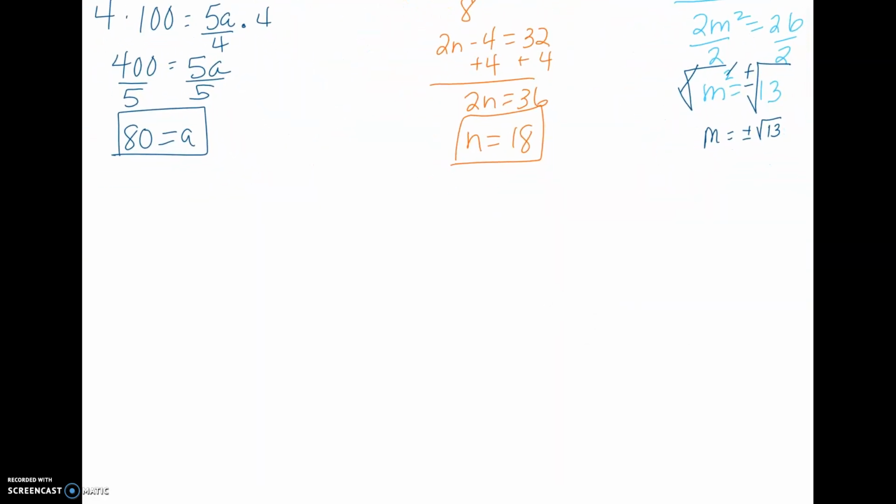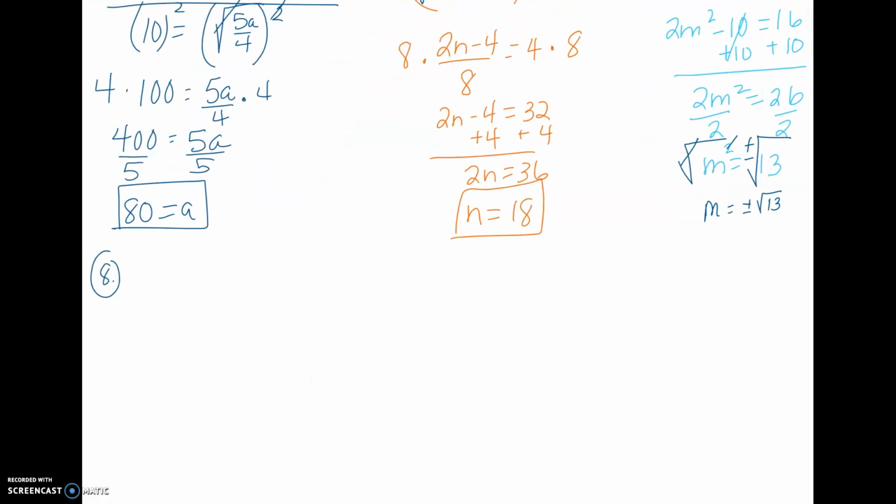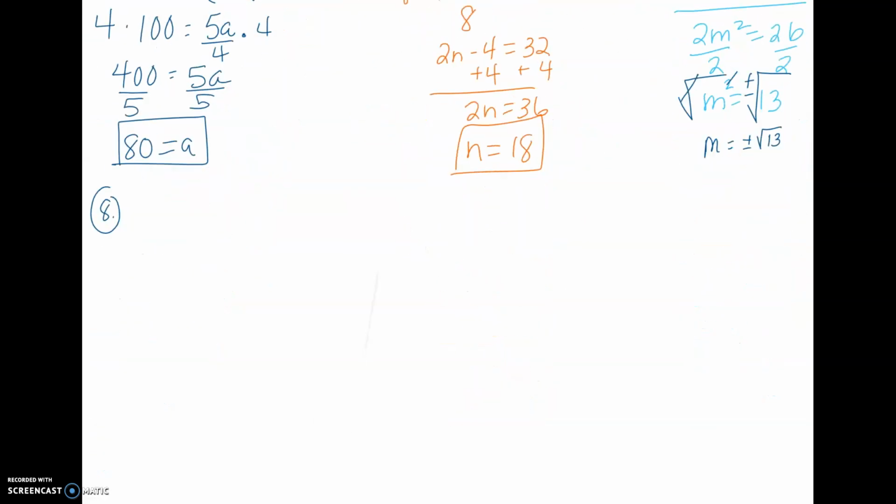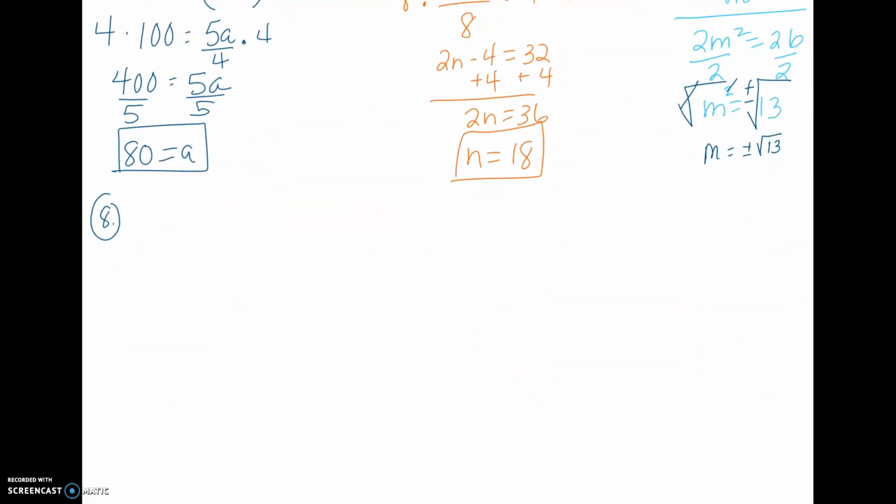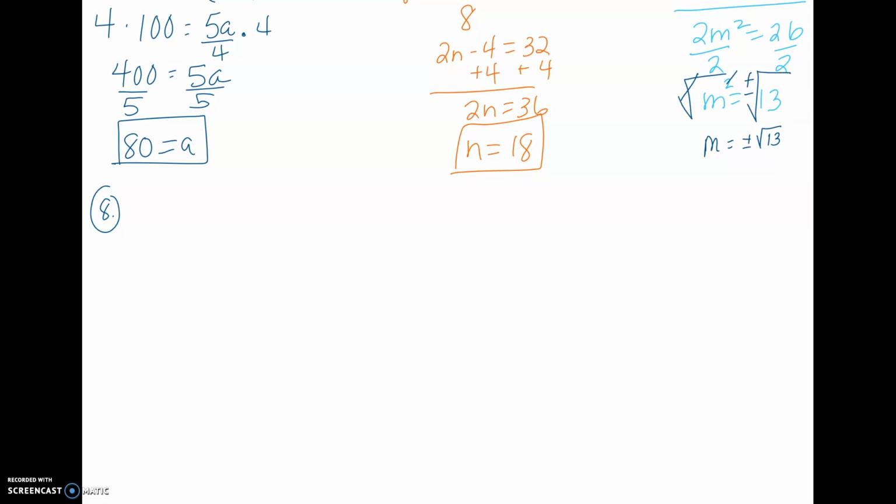Okay, we're going to do 3 more. Number 8. Number 8 is the square root of 5b squared minus 36 equals 2b. Again, the variable and the radical, the radical is on the left, and we need to get rid of it, so we're going to square both sides.